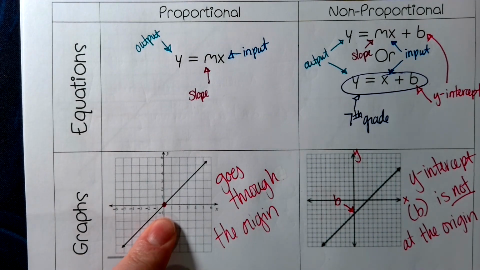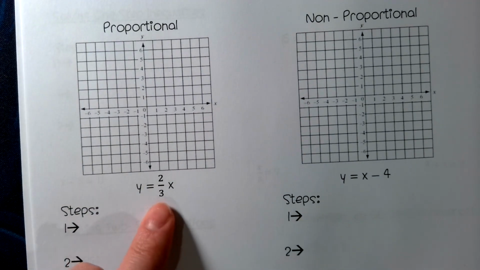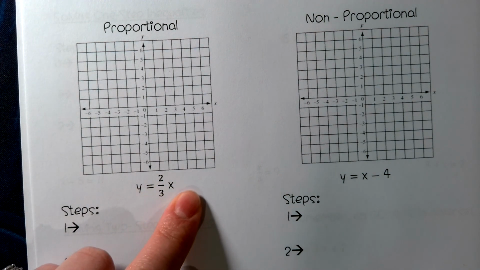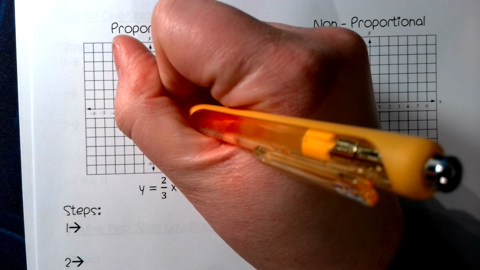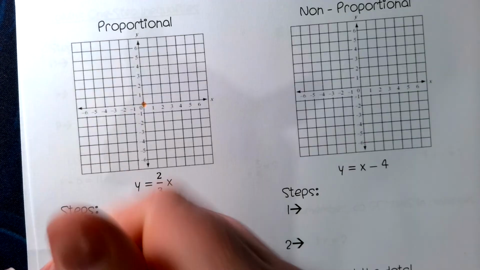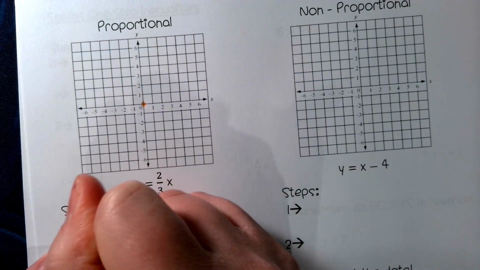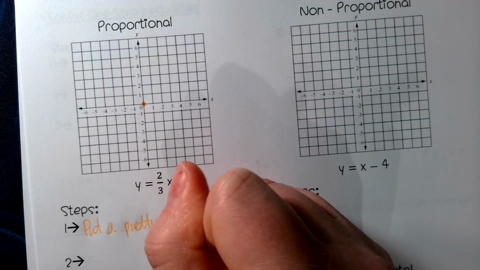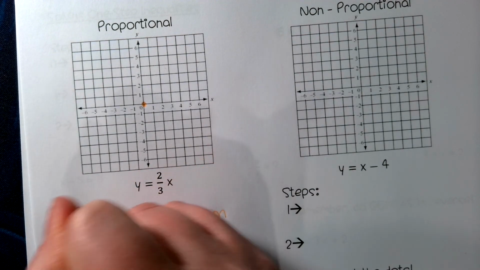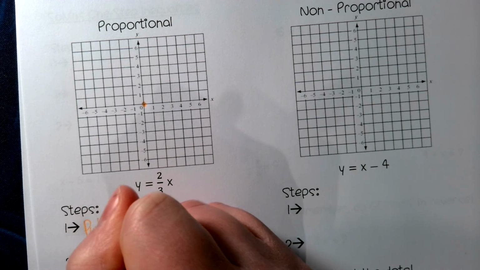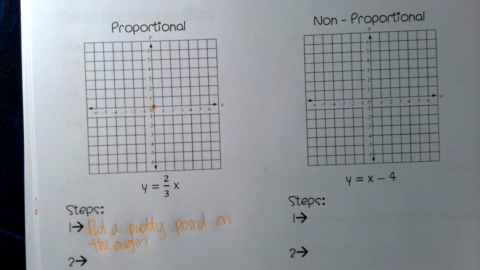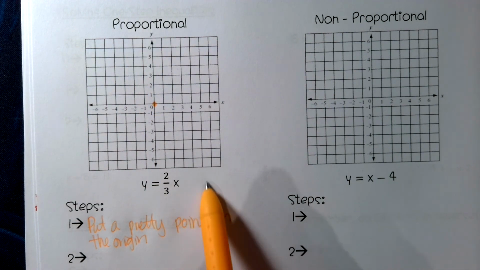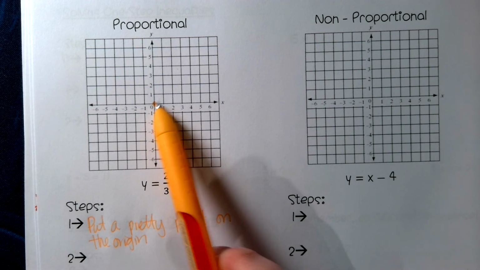Proportional graphs, remember, they go through the origin. So when I see a proportional equation like this, I'm not adding or subtracting anything. I know that my first thing I need to do is put a pretty point on the origin. Again, we know that since it's proportional, it's going to go through the origin because we're not adding or subtracting anything here. So I'm going to start there.